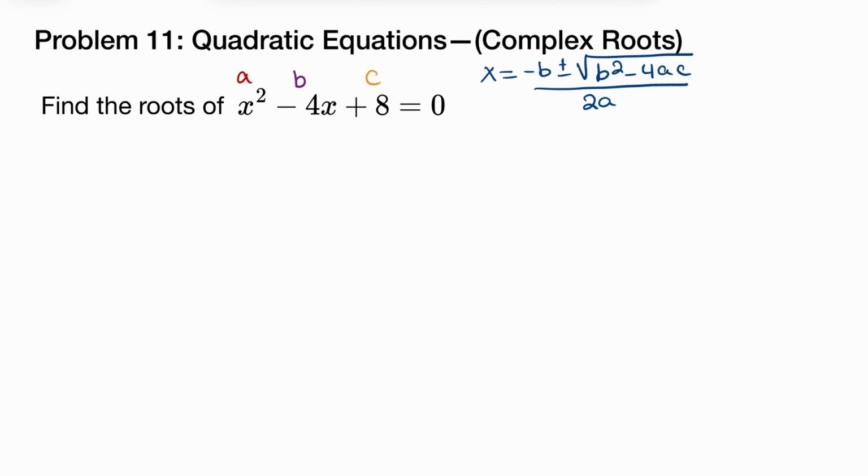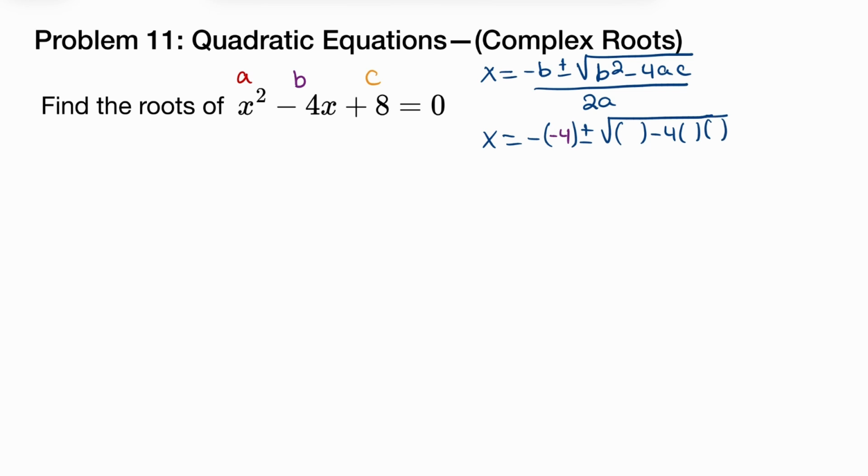Let's fill in our values. Now we're going to substitute a equals 1, b equals -4, and c equals 8. X equals negative, notice that our b is -4, and close that in parentheses, plus or minus square root, and I'll write all of this out first, and let's fill in the values.